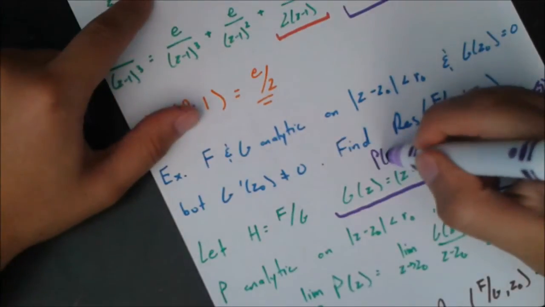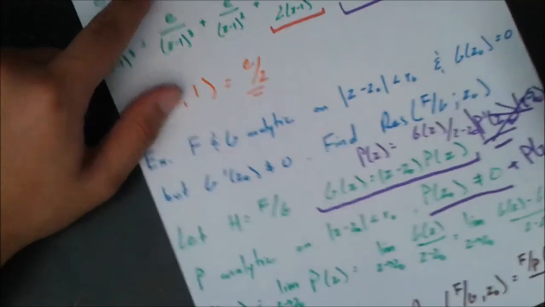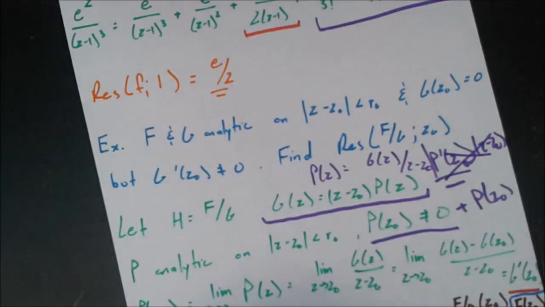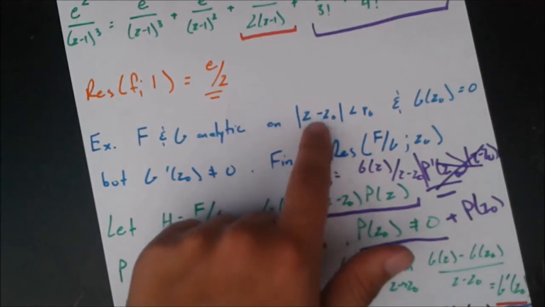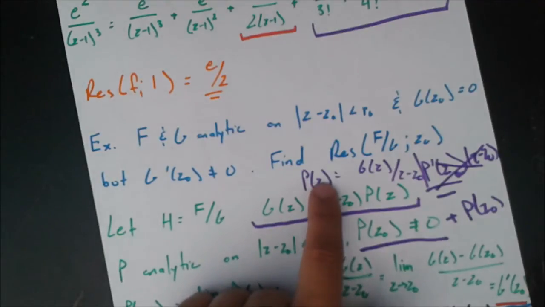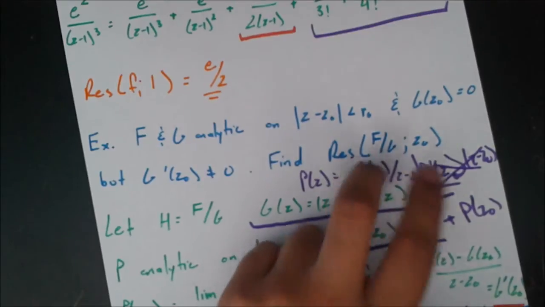So we can rewrite it as p of z equals g of z over z minus z naught. So we know that g of z is analytic on this disk right here. So we know that p is at least analytic on this whole disk except at the center at z naught. But what happens to p at the center? When we have p of z naught, we have g of z naught over z naught minus z naught. And since it's 0 over 0, it's undefined.